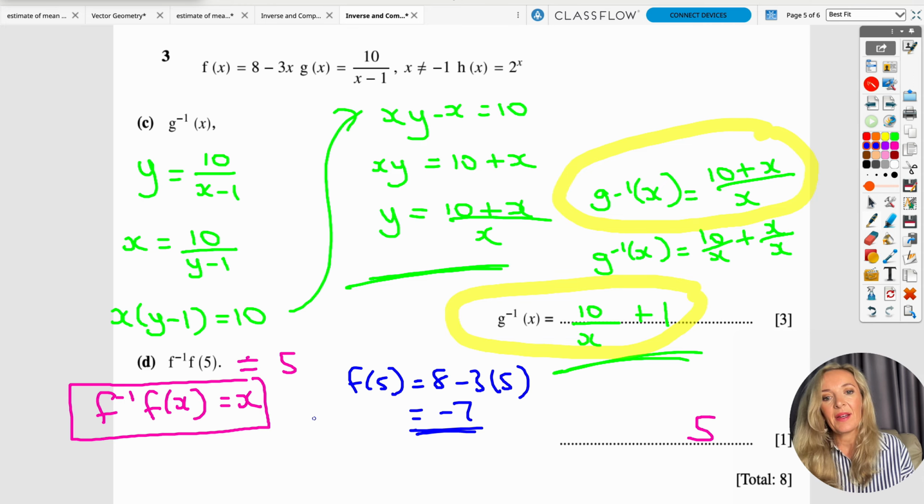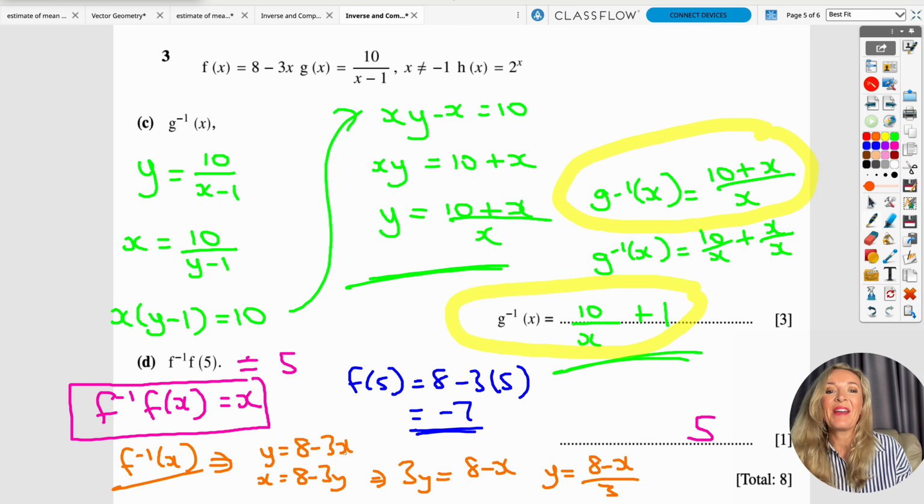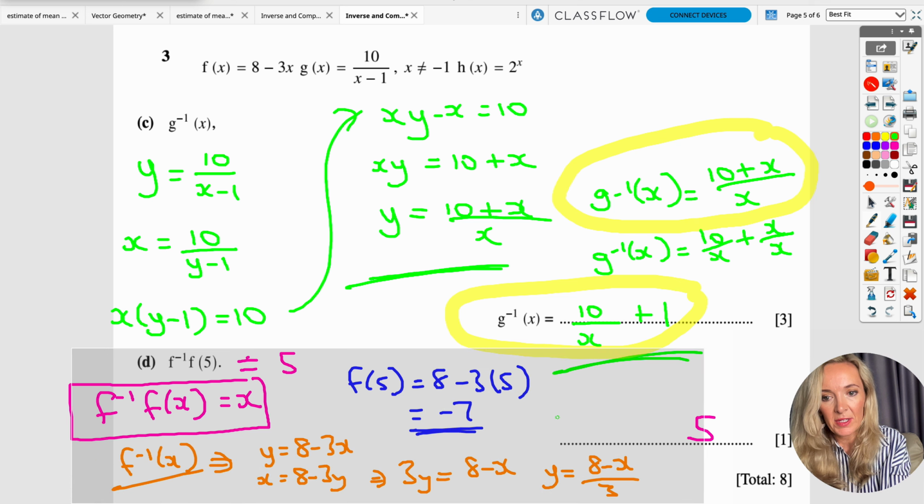Now, I could then put that into f to the minus 1, but I'd have to find f to the minus 1 first. f to the minus 1 of x, right? So that would be that y equals 8 minus 3x. x equals 8 minus 3y. So 3y is equal to 8 minus x. And y is equal to 8 minus x over 3. So if I now know that this is the inverse function, I'm running out of room here. I might just move on to the next page just to be able to finish this properly.